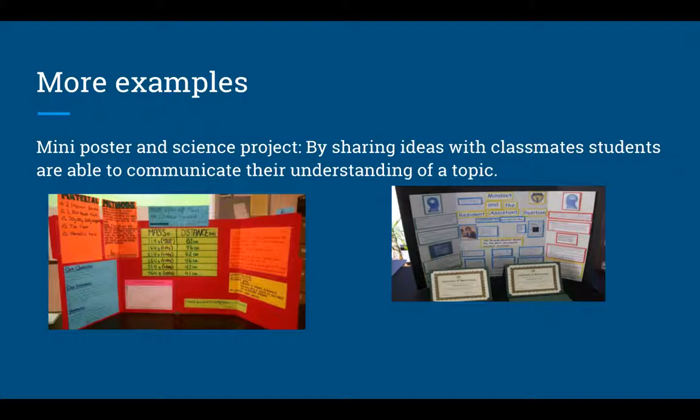And some more examples are mini posters or foldables, another way to share ideas with classmates and other students to communicate their understanding of the subject.